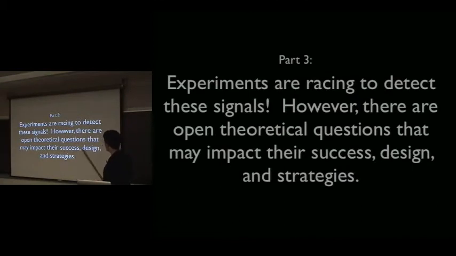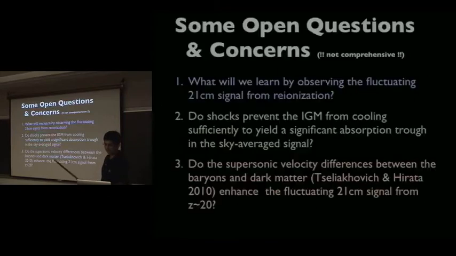Okay, so these experiments are racing to detect these signals. However, there are some open theoretical questions that I'm going to discuss that may impact their success, their design, and their strategies. And so the remainder of this talk is going to be focused on 3 questions that will pertain to all of these different types of experiments that I've discussed. First, what will we learn by observing the fluctuating 21 centimeter signal from reionization? What is this going to tell us about the reionization process? This is a very important question for these instruments that are going after the fluctuating signal from reionization.